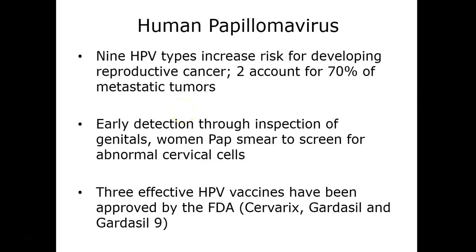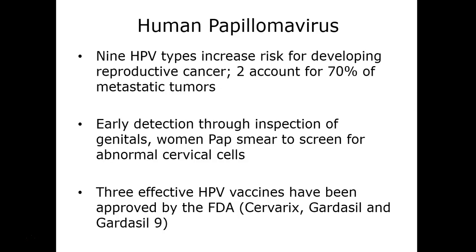So we do have the benign form, which are the warts. They can also be oncogenic. So there are 9 HPV types that can increase cancer risk. 2 of them account for about 70% of all of the cancers. That is HPV-16 being one of them. So it is all about early detection through pap smears and cervical cell scrapings. And there are 3 effective HPV vaccines, Cervarix, Gardasil, and Gardasil 9, which have already been pre-approved by the FDA.